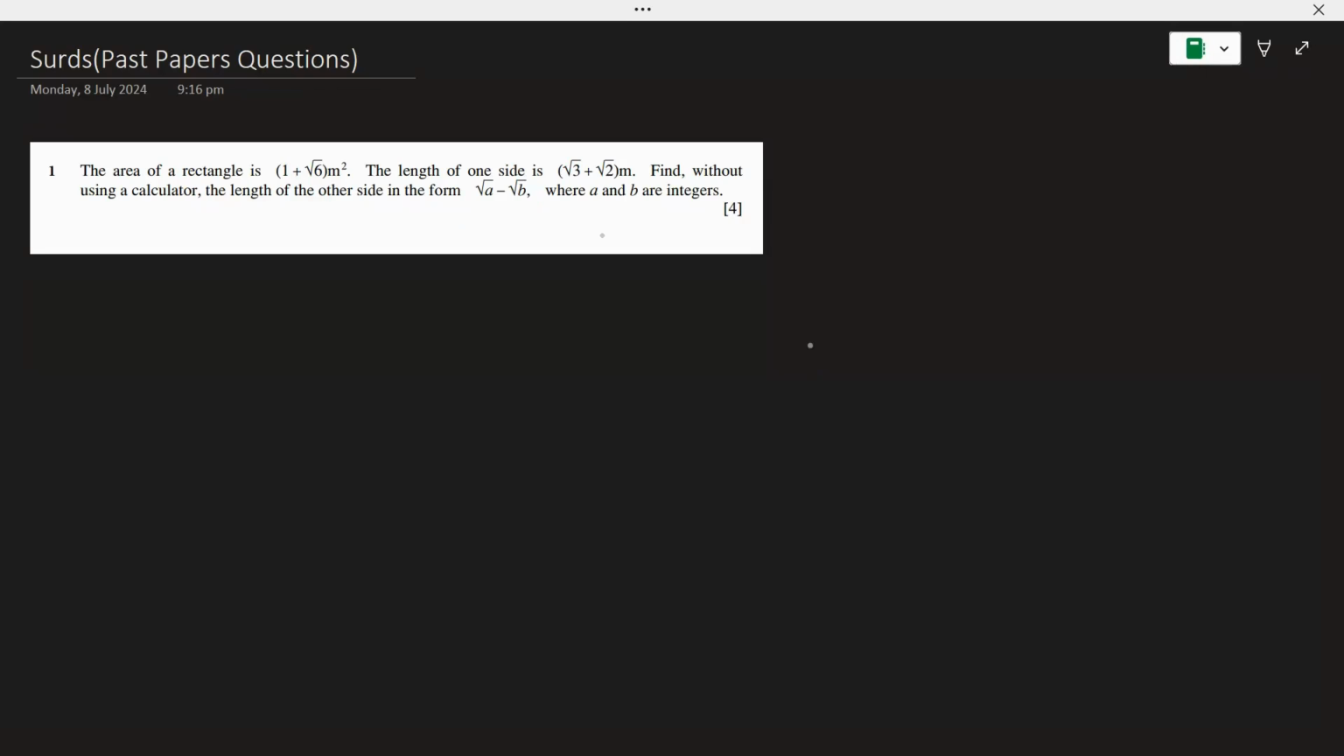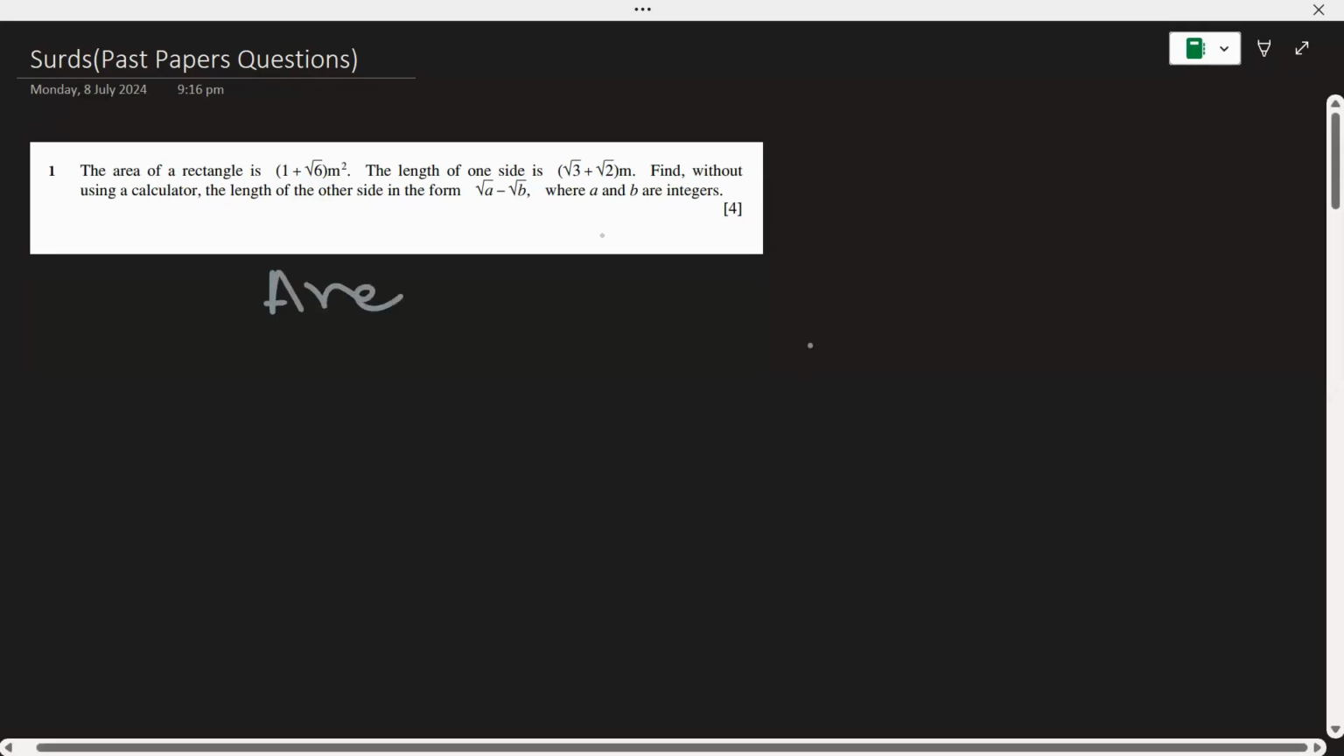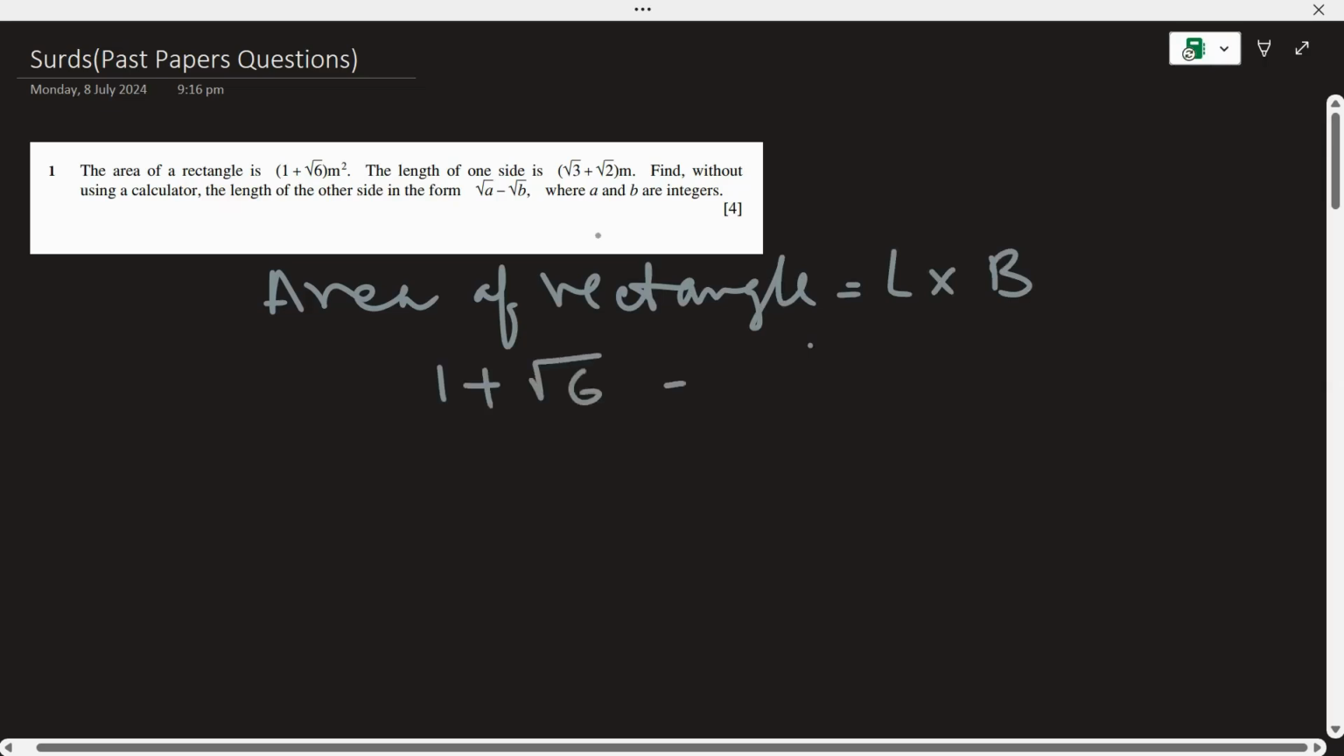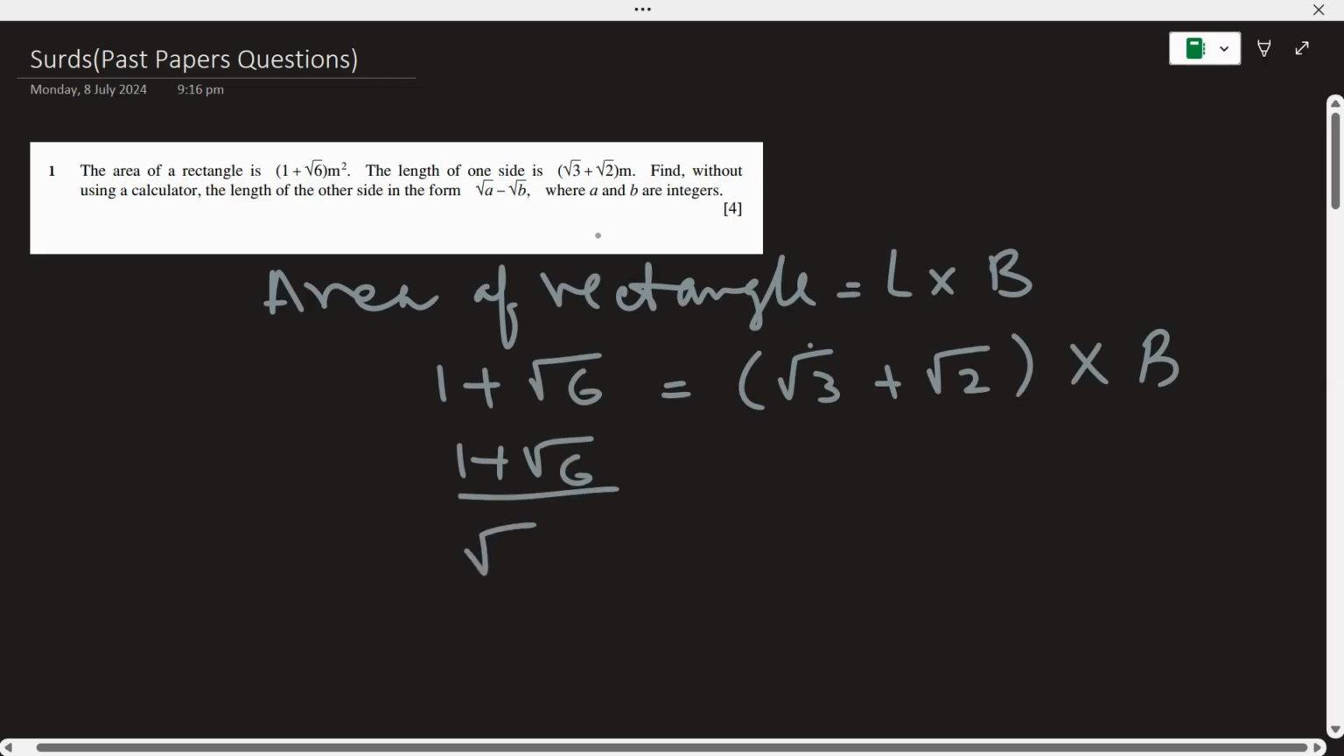So, you know, the formula for the area of a rectangle is L into B. Now you substitute the values: 1 plus under root 6 is equal to, and we suppose that the length is under root 3 plus under root 2 and the breadth is missing because one of the sides is missing. So now you make B the subject of the formula, and you can write 1 plus under root 6 divided by under root 3 plus under root 2 is equal to B.